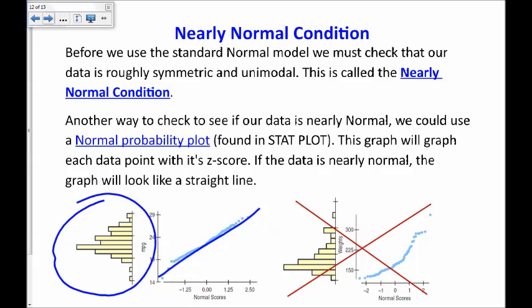If it is not straight, this one looks pretty curved, and we can see that in the histogram because it is skewed to the right, or skewed to the higher values. So that's a normal probability plot, one way of checking to see if our data is nearly normal.